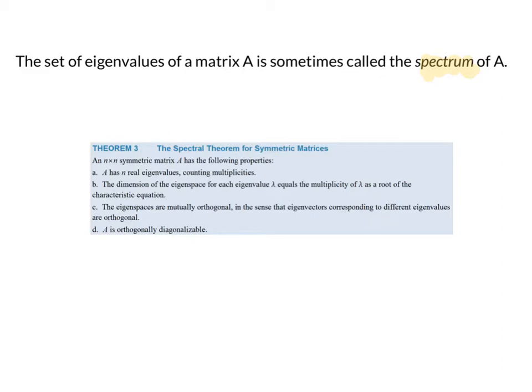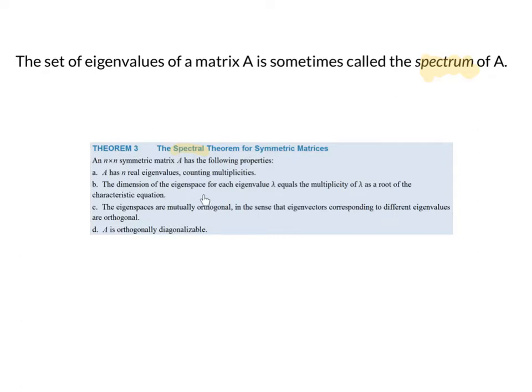And then we get this spectral theorem that sounds pretty cool, right? Just the name, it's called the spectral theorem for symmetric matrices. If you have a matrix that is symmetric, it has these properties automatically. It has n eigenvalues, counting multiplicities, like we saw in the last example where it only had 2 eigenvalues, but one of them did have a multiplicity of 2.